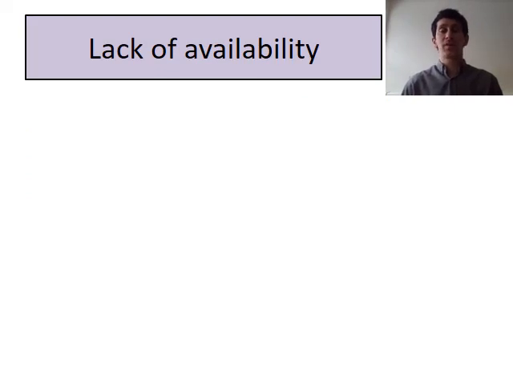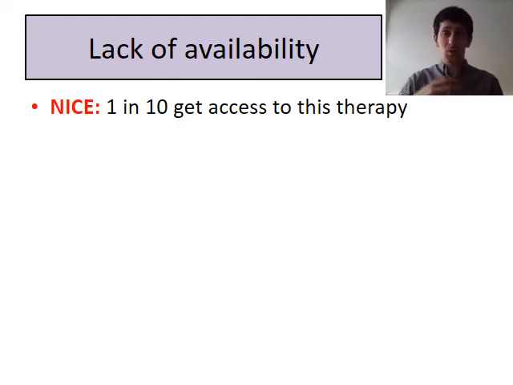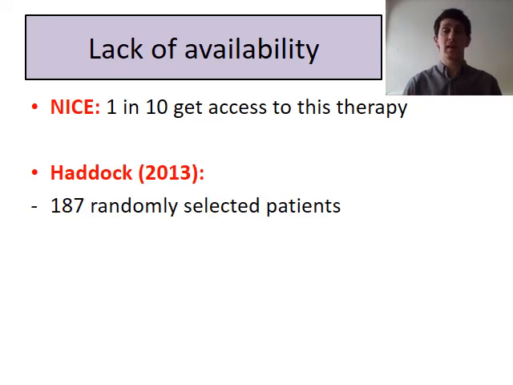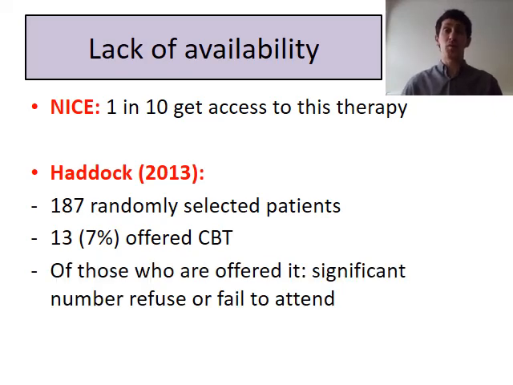We mentioned that there's a lack of availability of this treatment. NICE said that only 1 out of 10 schizophrenic patients get access to CBT. And Haddock went on further to support this by saying that out of 187 randomly selected patients that he investigated, only 7% of those got offered CBT as a form of therapy. And of those that were offered it, a significant number failed to actually attend. So you can see this is a major limitation of CBT, the fact that it's not offered and it's not available to patients as maybe readily as drugs are.